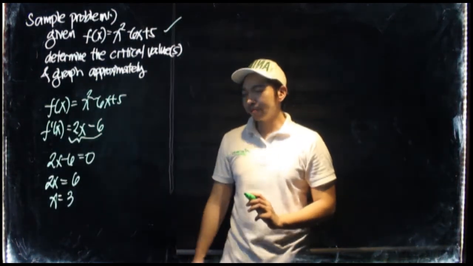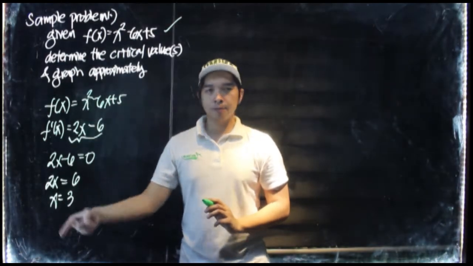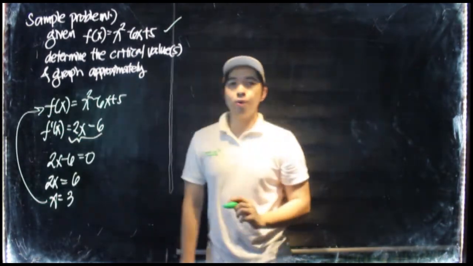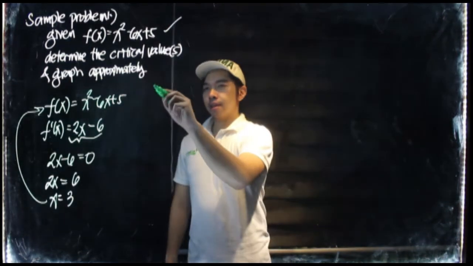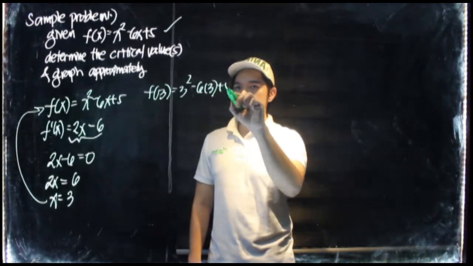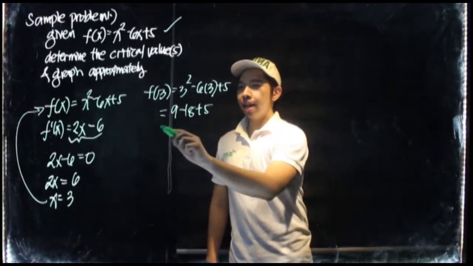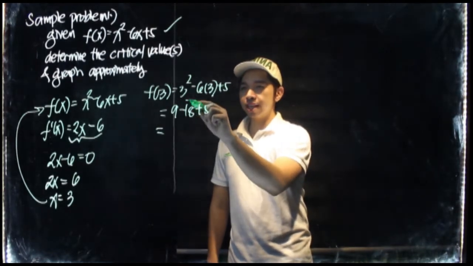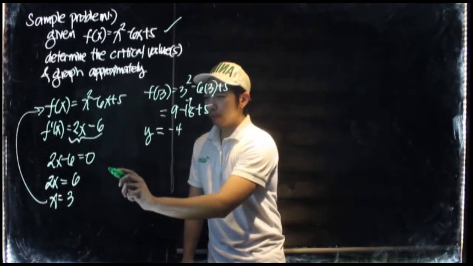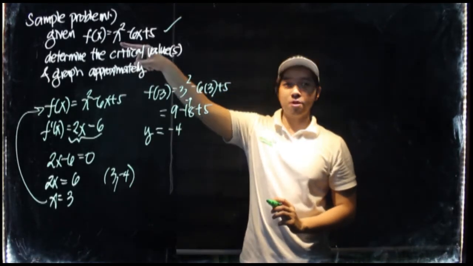So how do we determine the other half of this pair? We substitute this value back into the original equation, f of x. So f of 3 is equal to 3 squared minus 6 times 3 plus 5. This is equal to 9 minus 18 plus 5, so 9 minus 18 is negative 9, plus 5 is negative 4. That gives us one critical ordered pair, which is 3 and negative 4. As we can see, this one is a parabola.